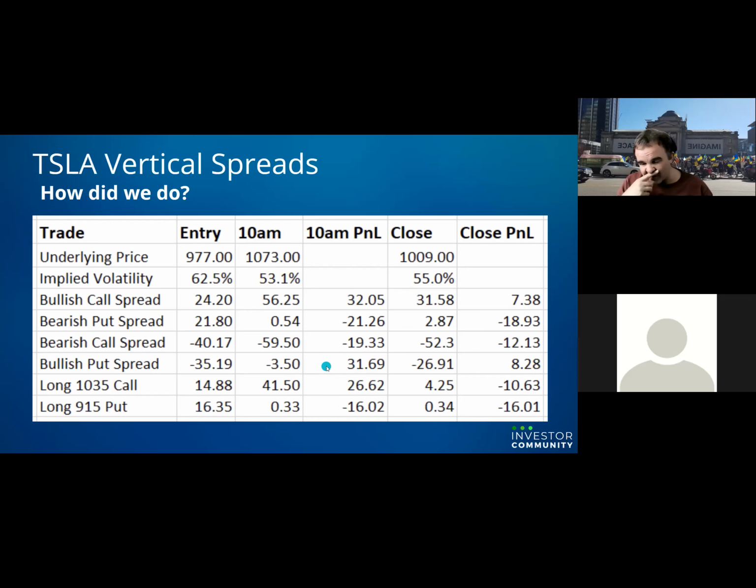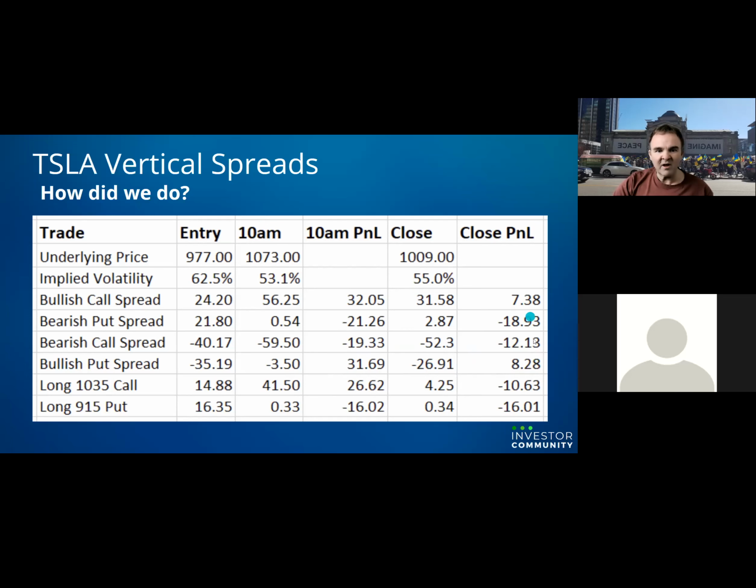I think if there'd been more movement in the stock, then this would have been to our advantage. We would have been able to take advantage of that volatility crush a little bit. The closing price on this one was a credit of $26.91. And that would have given us a profit of $8.28.